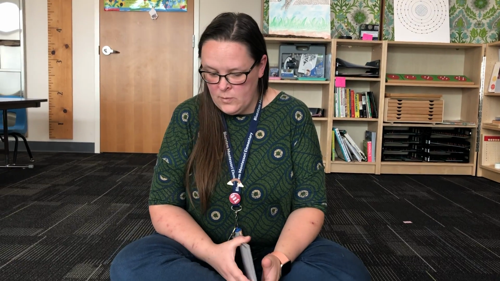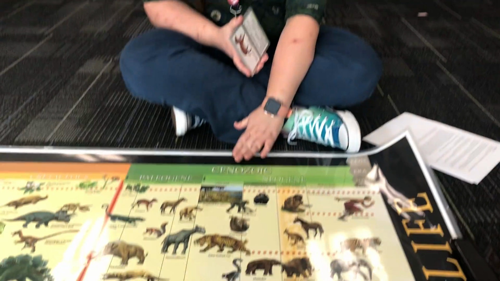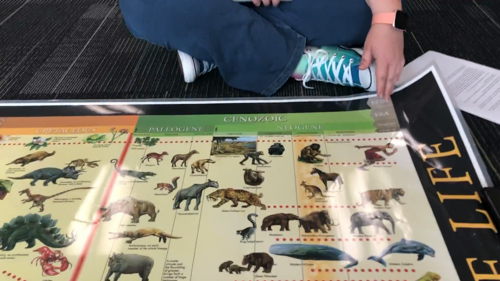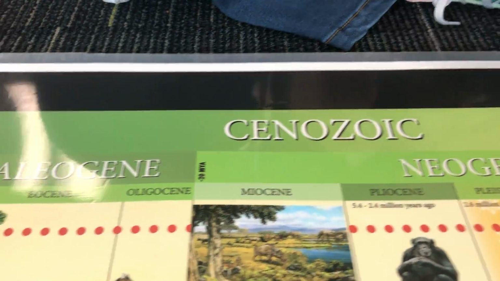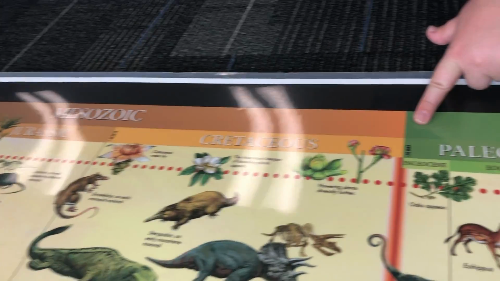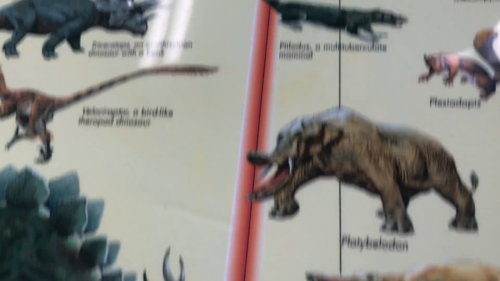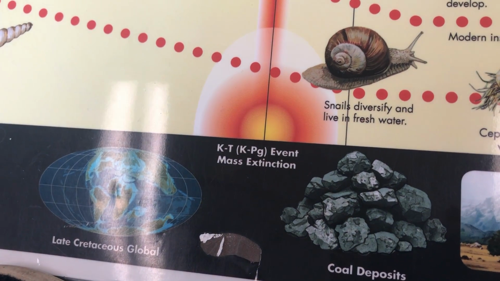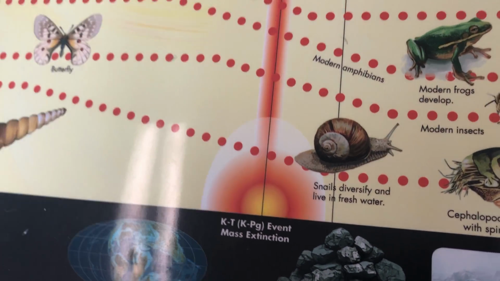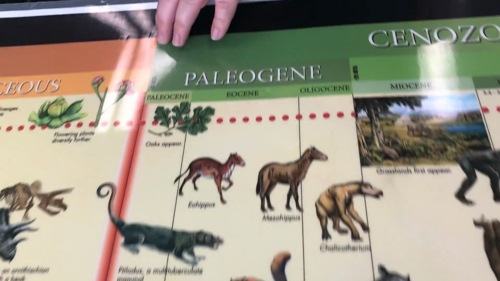All right, guys, we are in the last era on our timeline of life, and this is the Cenozoic. It comes after the Mesozoic, after the big KT extinction event. So the KT extinction event wiped out almost all the dinosaurs that weren't avian.